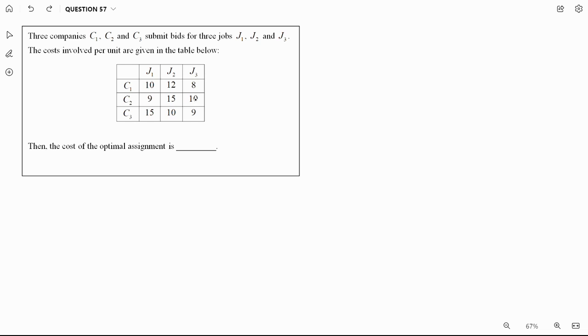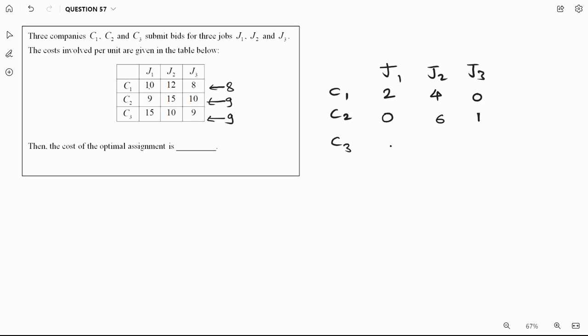The first step is to find the minimum of every row and subtract that minimum from each entry of the corresponding row. The minimum of the first row is 8, the minimum of the second row is 9, and the minimum of the third row is also 9. Let's subtract 8 from all the entries of row 1. Let's arrange the table first. The first row becomes 10 minus 8, 2, 12 minus 8, 4, 8 minus 8, 0. Likewise, the second row becomes 0, 6, 1, and the third row 6, 1, 0.